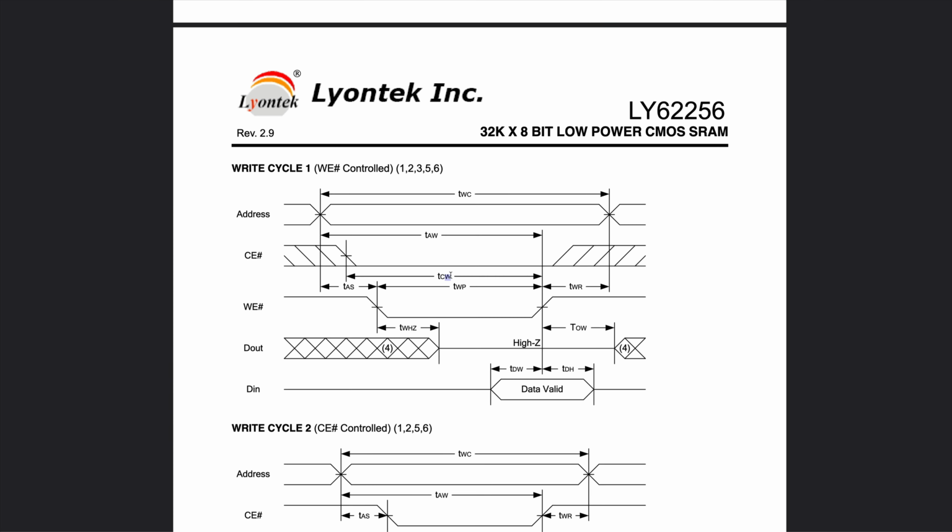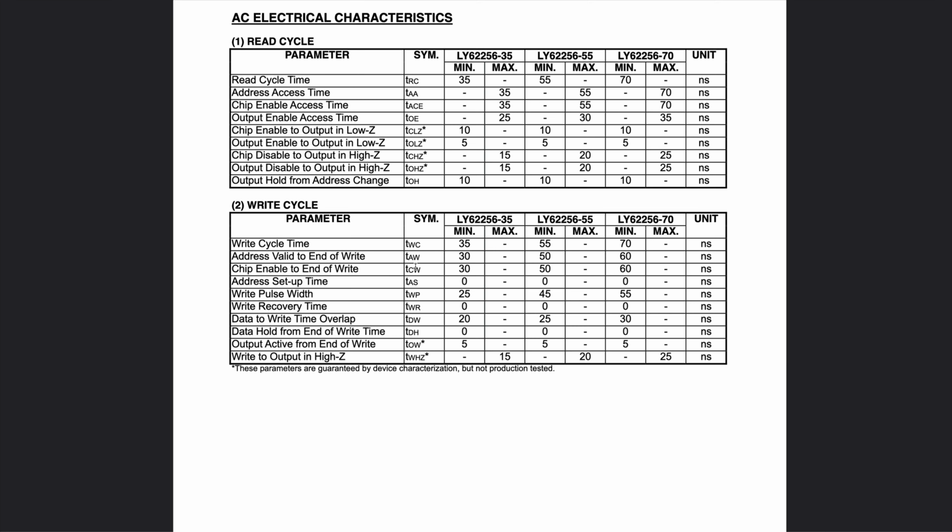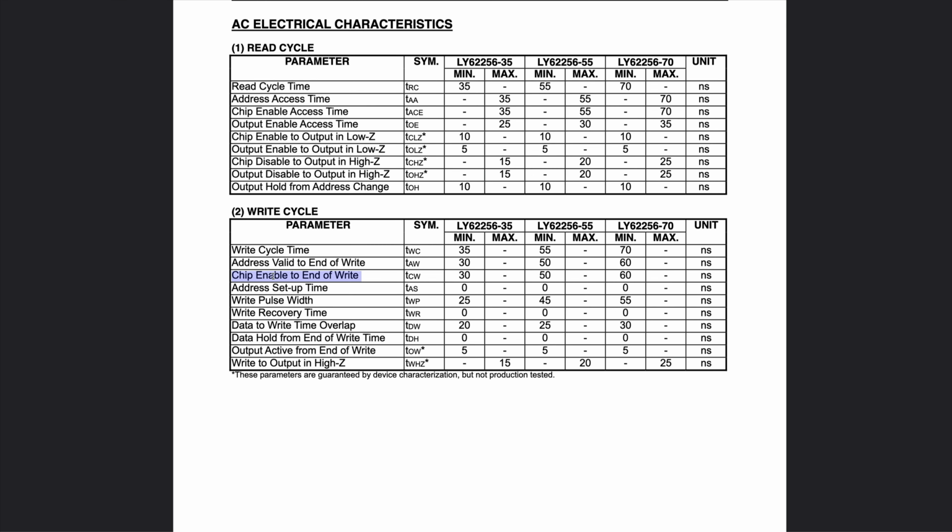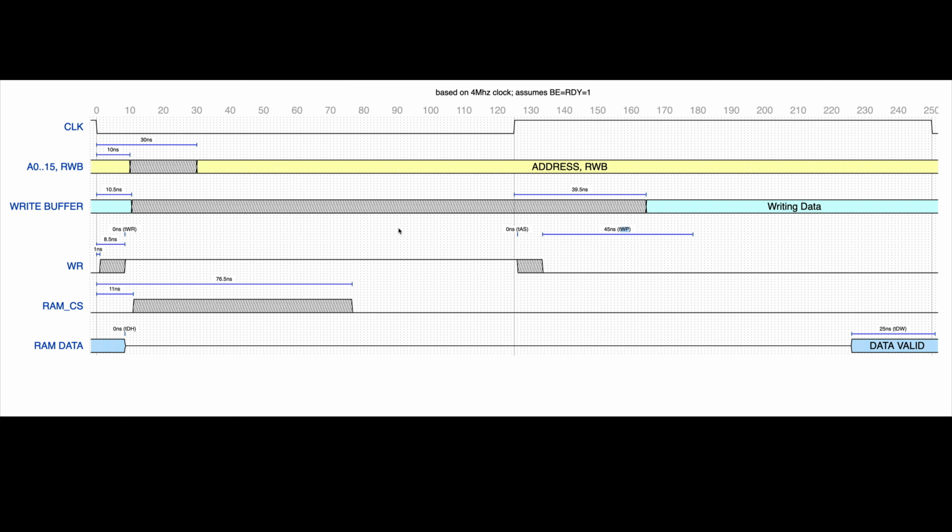Then we have TCW and TAW. TCW is chip enable to end of write, and that's the time between the chip enable going low and the write pulse finishing. That's going to be a minimum of 15 nanoseconds, and same for the address valid to end of write. The address needs to be valid at a minimum of 15 nanoseconds before the write is finished. So let's add this to the timing diagram.